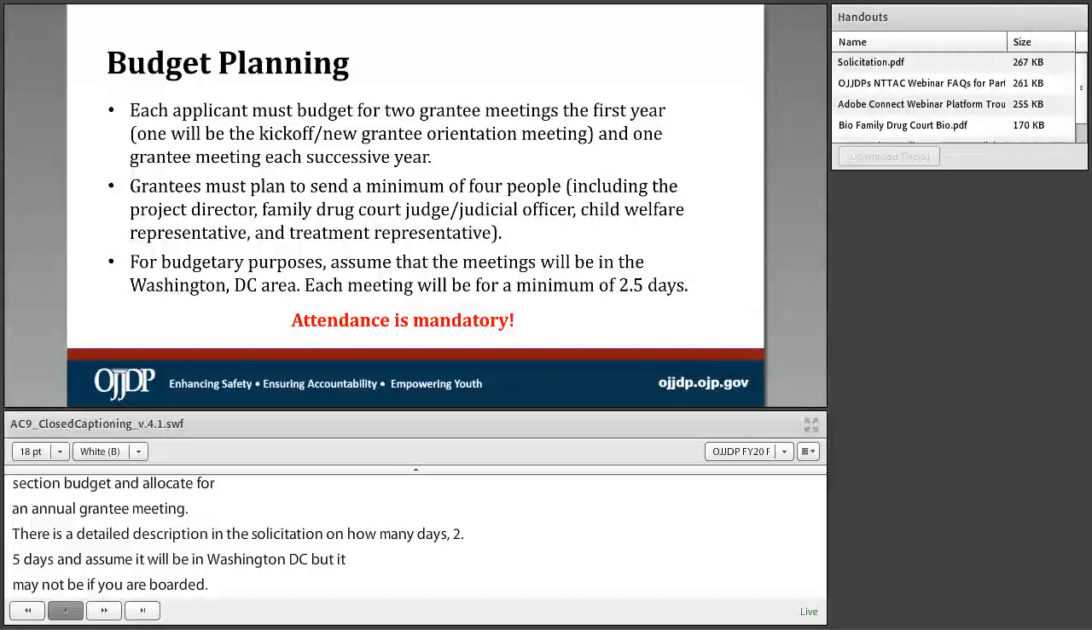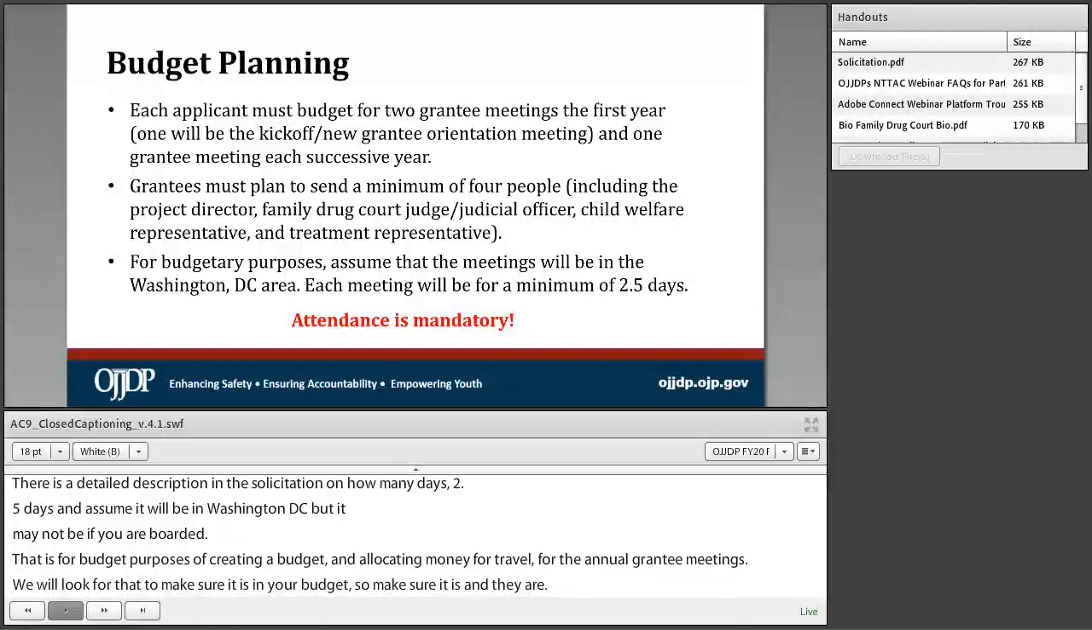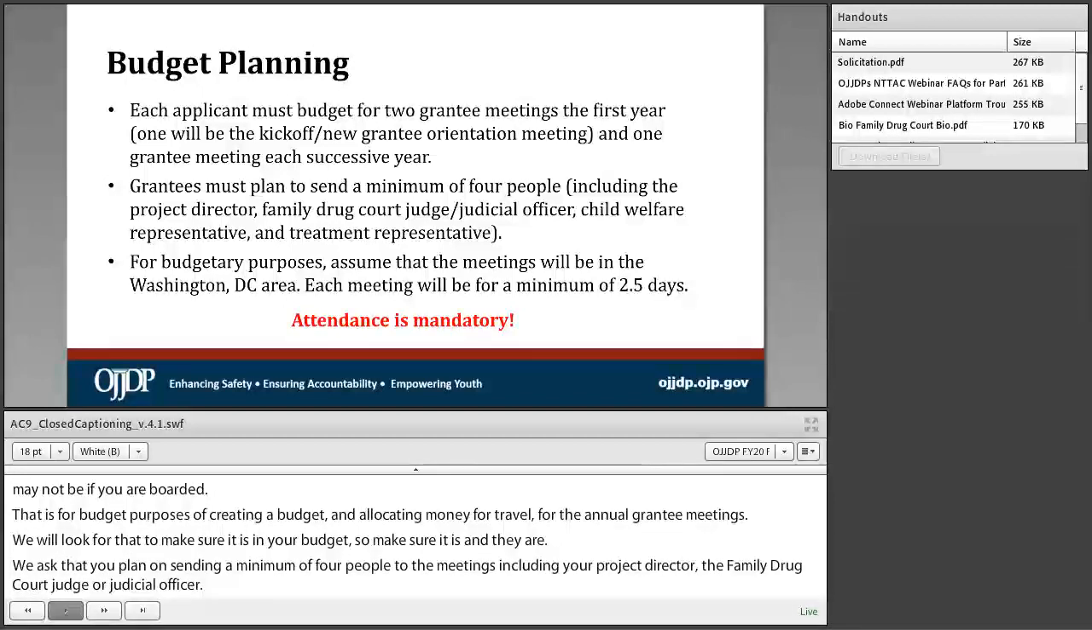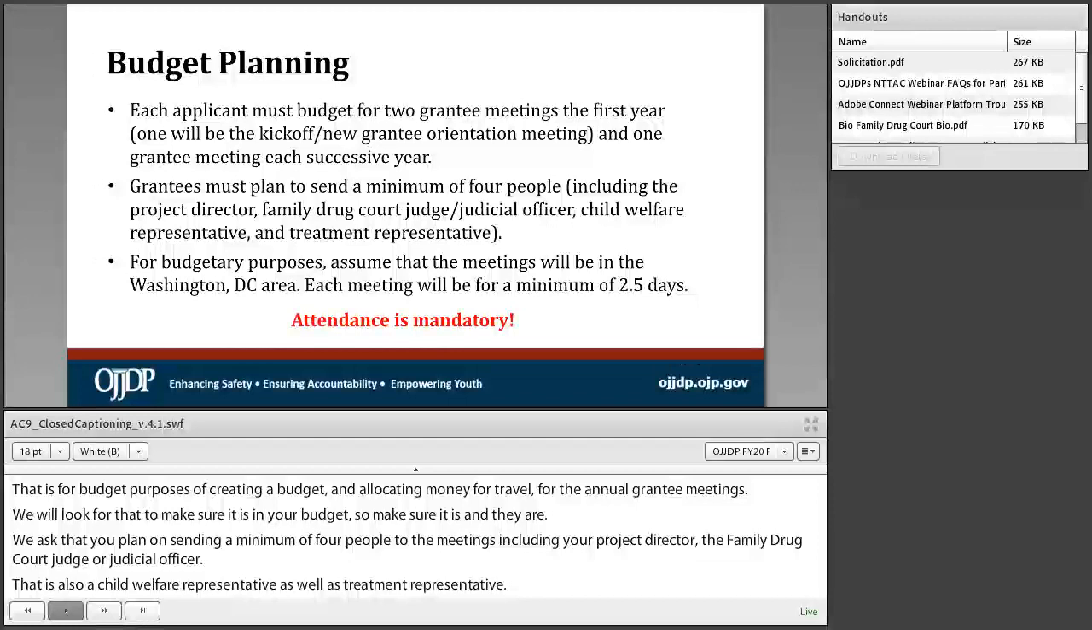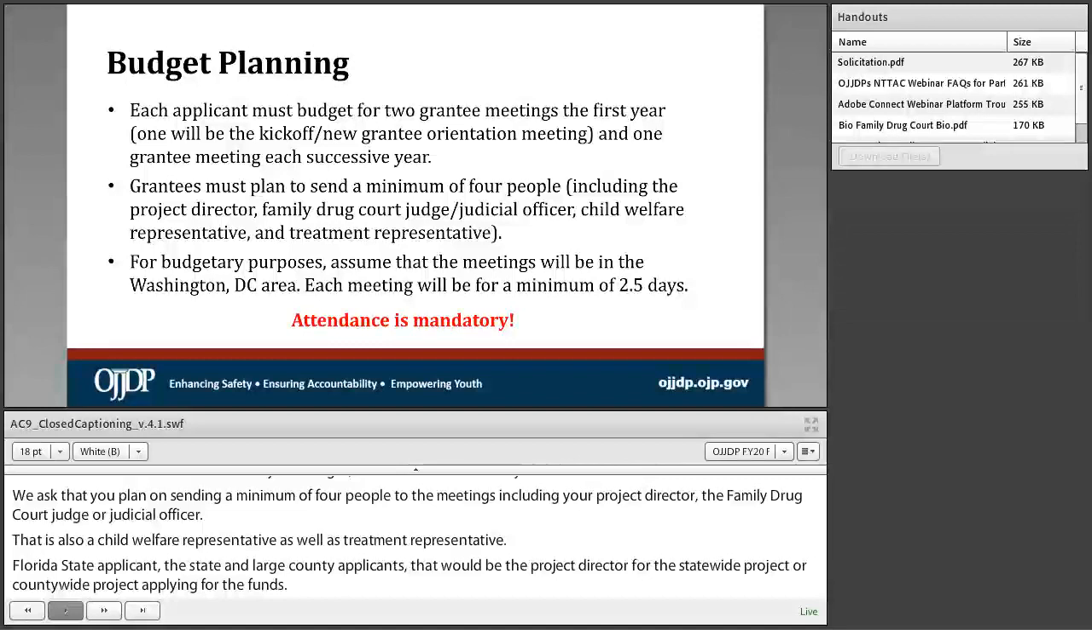And we ask that you plan to send a minimum of 4 people to those meetings, which would include your project director, the family drug court judge or judicial officer, a child welfare representative, as well as a treatment representative. And for the state applicants, the state and large county applicants, it would be the project director for the statewide project or the countywide project that is applying for these funds, a relevant judge or judicial officer at the state level or county level, as well as a state representative from both the child welfare and treatment agencies.